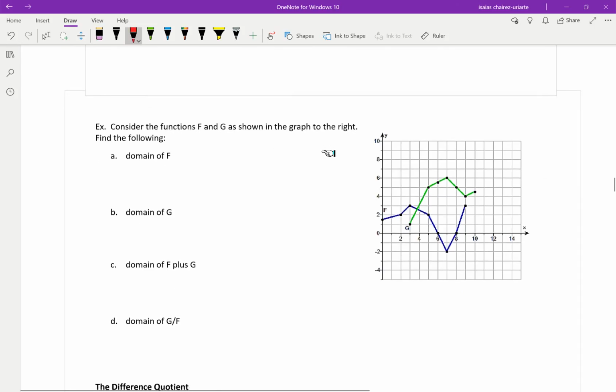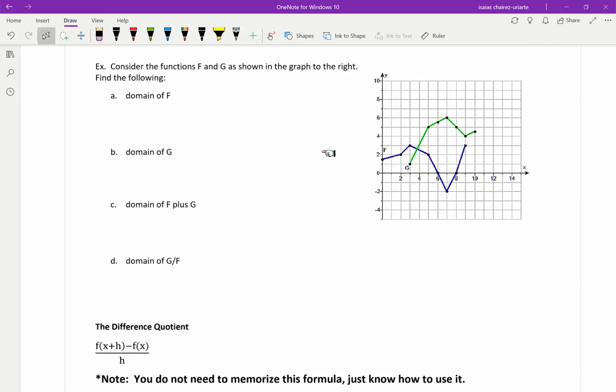Now we're going to think about these ideas graphically. What you have been given here is two functions, a function f and a function g. Your function f is this blue lower line. Our function g is the top green line. They're functions, they pass the vertical line test. So pause the video, see if you can come up with answers for these 4 parts. Find the domain of f, find the domain of g, find the domain of f plus g, and find the domain of g divided by f.